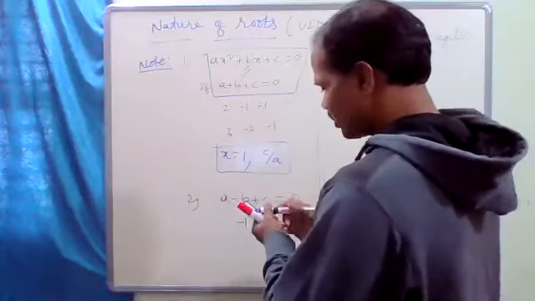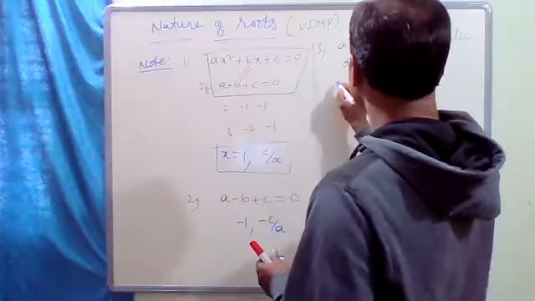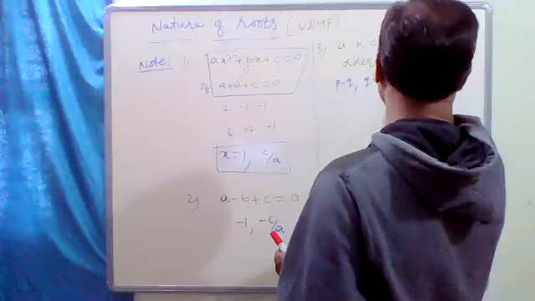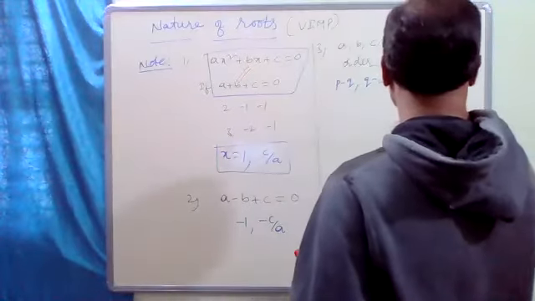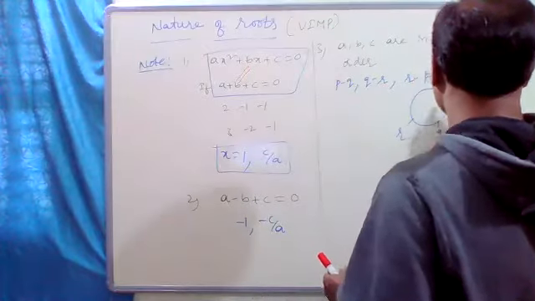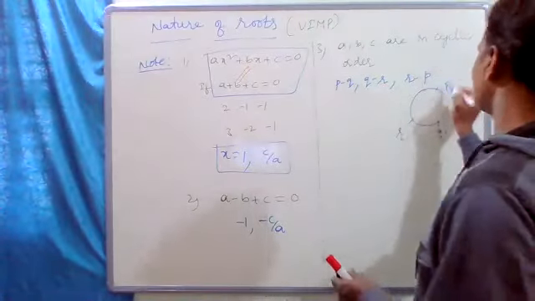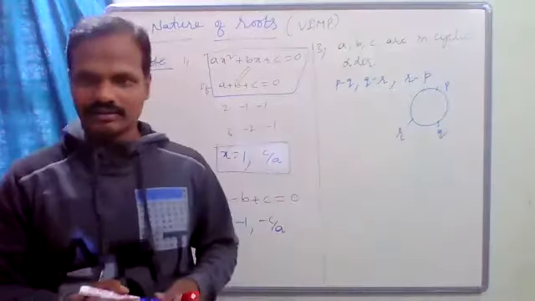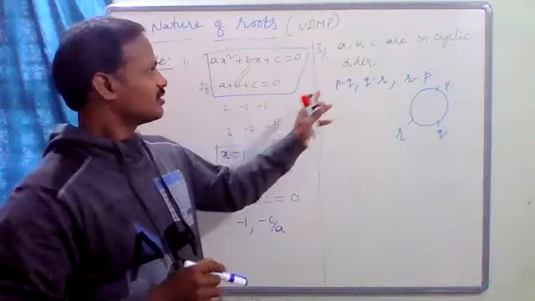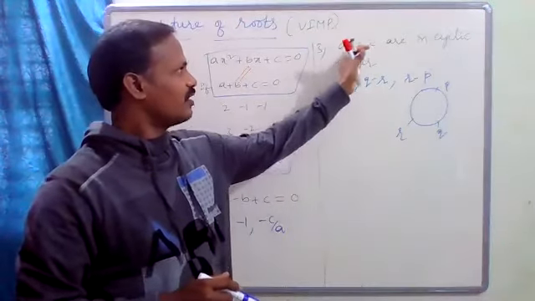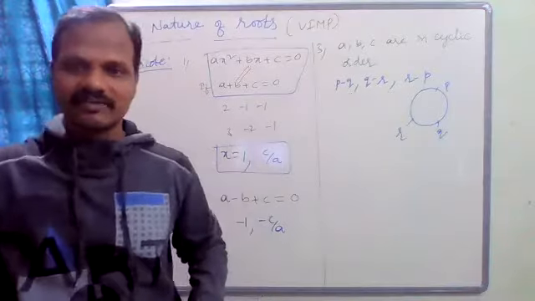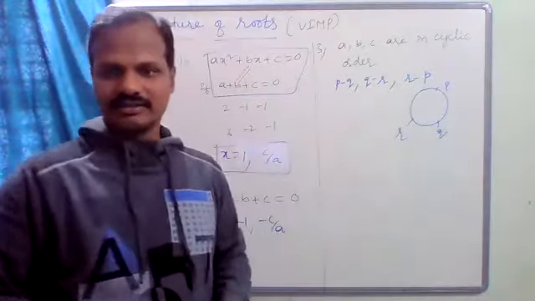Suppose a is p minus q, b is q minus r, c is r minus p. This is the meaning of cyclic: p - q, q - r, r - p. So a, b, c are in cyclic order, meaning the values of a, b, c are like alpha - beta, beta - gamma, gamma - alpha. That is cyclic.